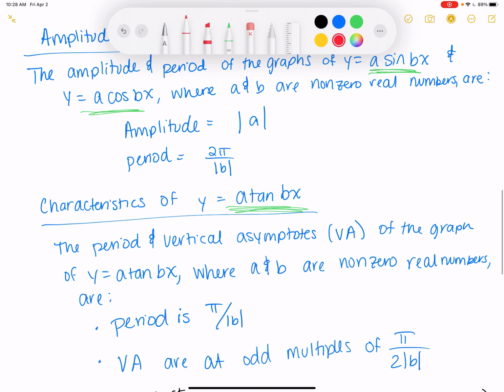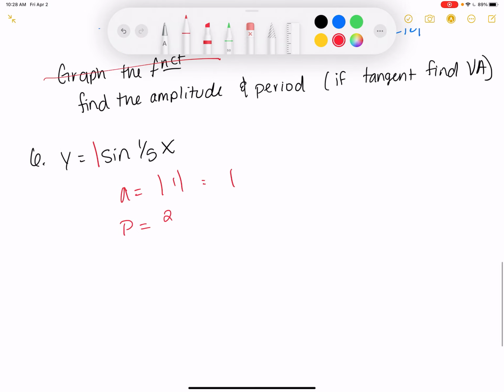So it's 2 pi over the absolute value of b. Is b 1/5? Yes, b is 1/5, so it's going to be 2 pi over 1/5. Now that's already positive, so I don't have to worry about it. Now I need to simplify this. What do I do if I have a fraction on the bottom? Multiply by the reciprocal, so 10 pi. Is that it? That's the answer. This is literally all you have to do.